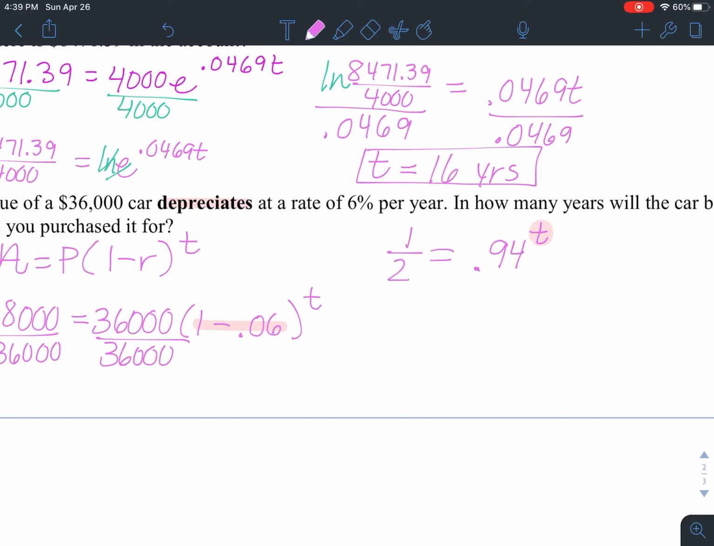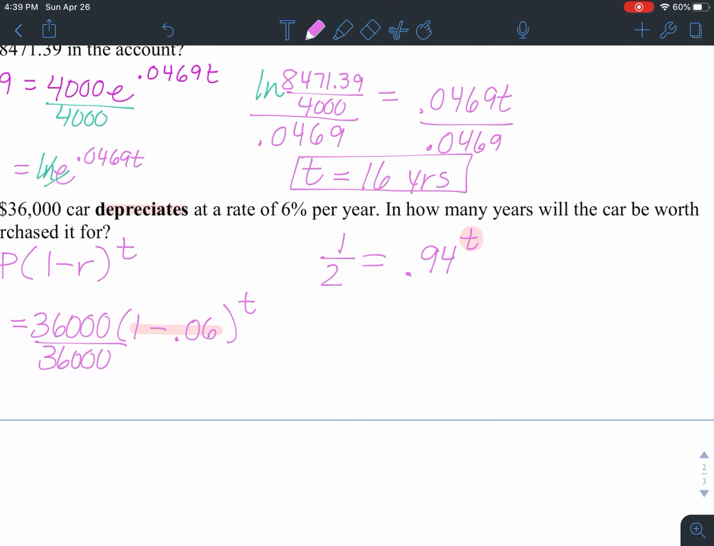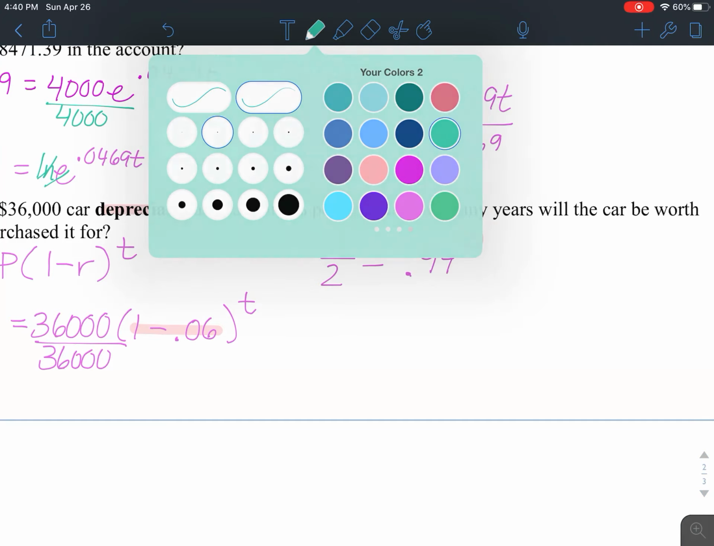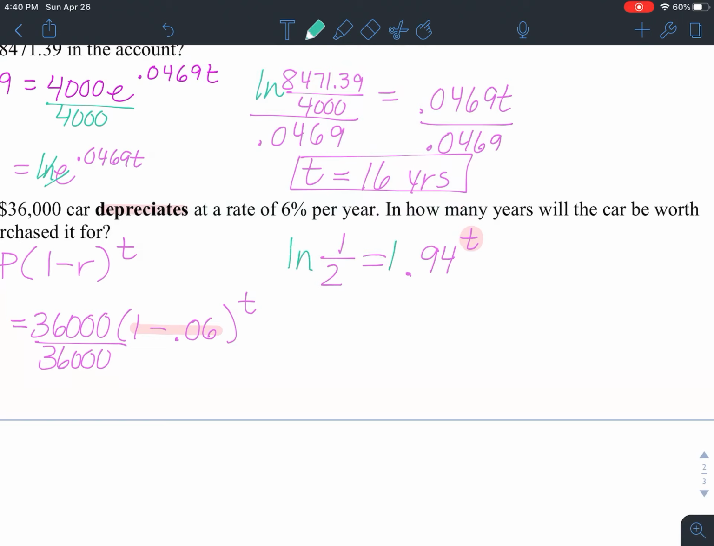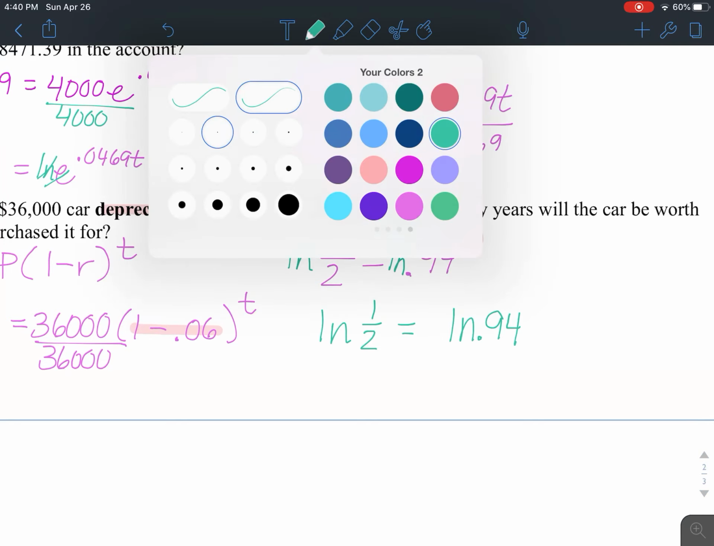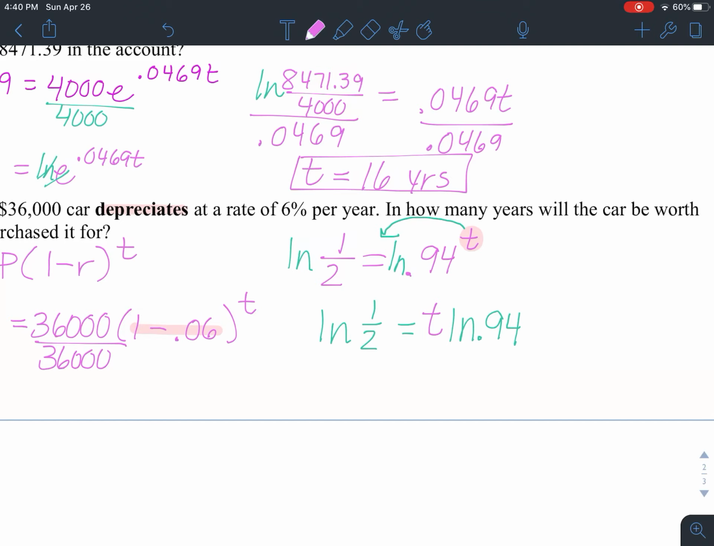Now, again, we have to solve for a power. Now it's not an e there, so you can either take the ln of both sides or you can log. You will get the same answer. I'm just going to stick with ln because that's what we've been doing. So let's take the ln of both sides. So now you have ln of 1/2 equals ln of 0.94 to the T. Now, if you remember from algebra, those powers fly to the front. So it's actually T times ln of 0.94.